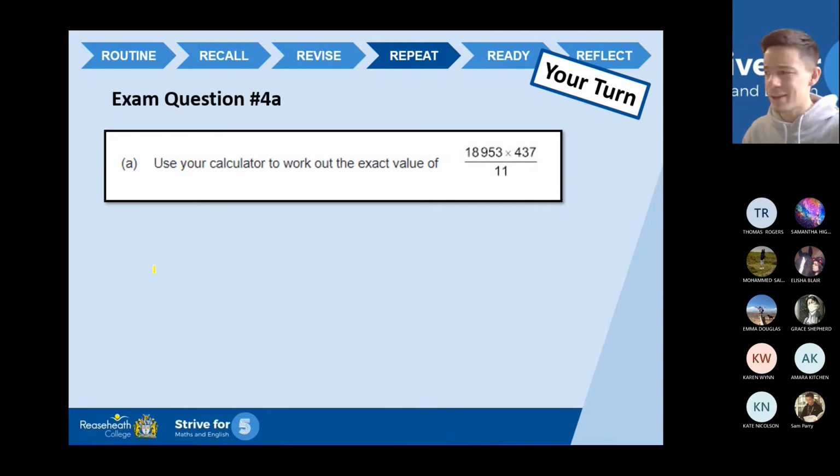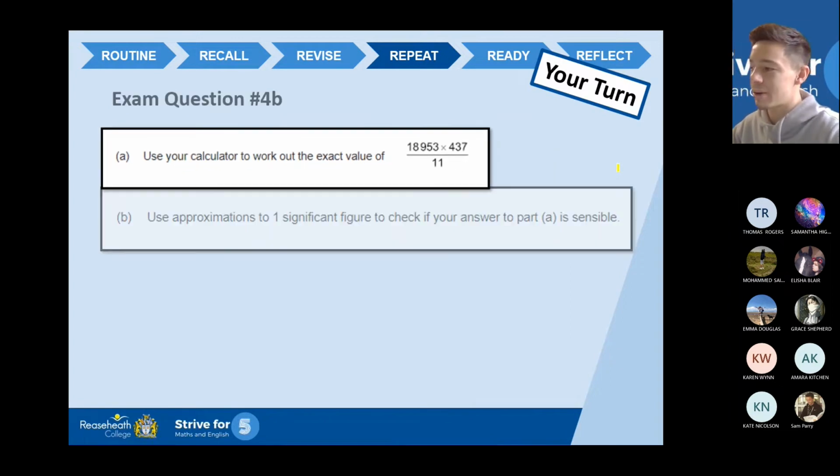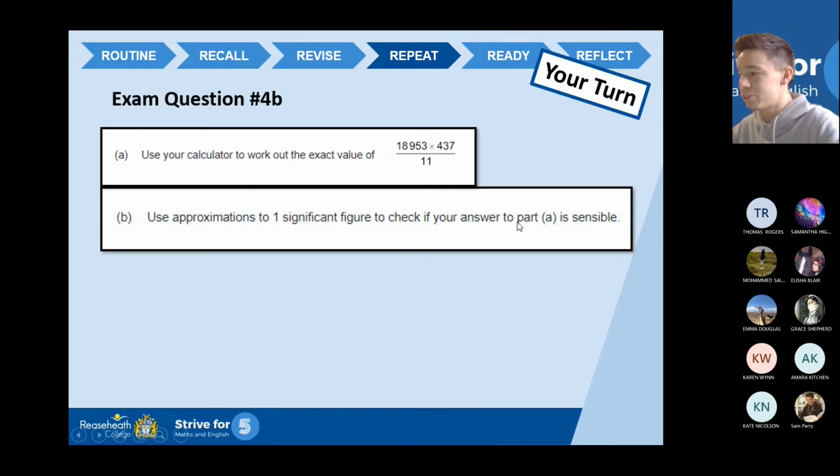Okay, use your calculator to work out the exact value of 18,953 times by 437 divided by 11. So take that, divided by 11. 752,951, which all of you got. Now, this is a calculator question. Unfortunately, we know it's not going to look on a calculator, but we can use here one significant figure.